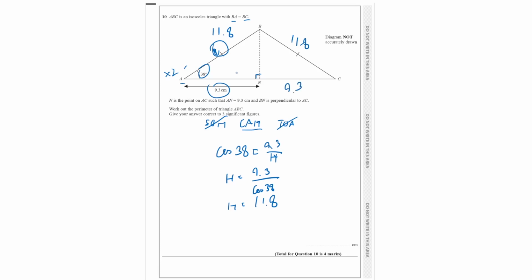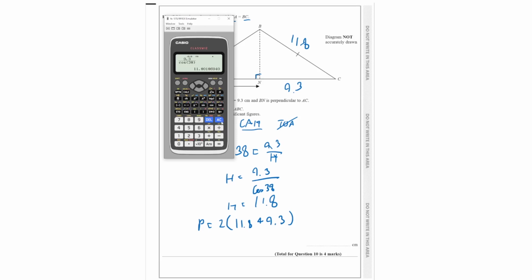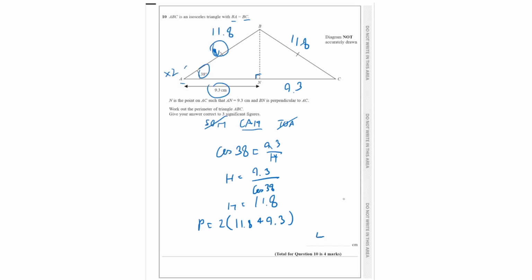We can combine 11.8 and 9.3 and multiply by 2 to find the perimeter. So perimeter is equal to 2 times 11.8 plus 9.3. We can put that into a calculator to find the answer. So we have 11.8 plus 9.3 times 2. We get 42.2 centimeters, which is correct to three significant figures. So that's our final answer.